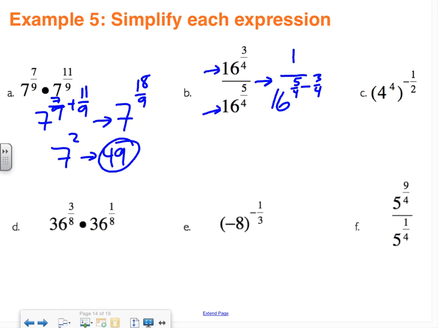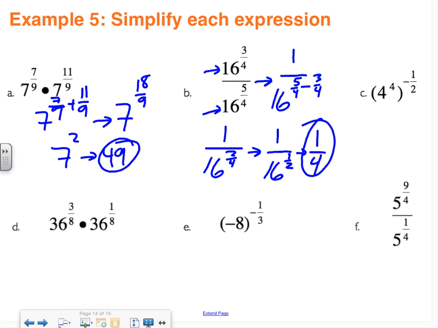5 minus 3 is 2, so we now have 1 over 16 to the 2/4 power. 2/4 can be written as 16 to the 1/2. And remember, 1/2 is the same thing as the square root. Square root of 16 is 4. So it's 1 over 4.